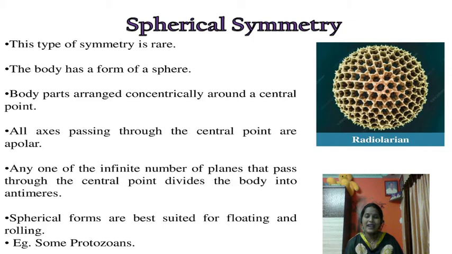Any one of the infinite number of planes that pass through the central point divides the body into enteromeres or parts. Spherical forms are best suited for floating and rolling in water bodies. An example is the protozoan radiolarian.